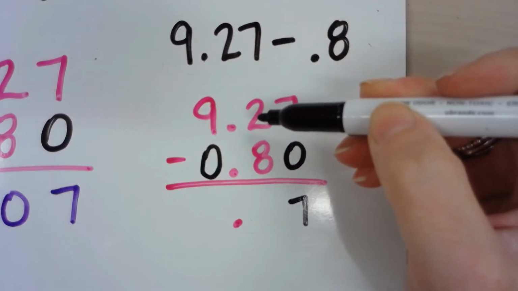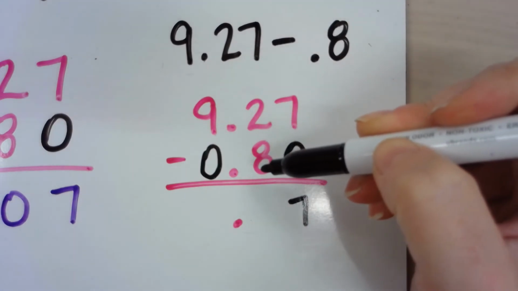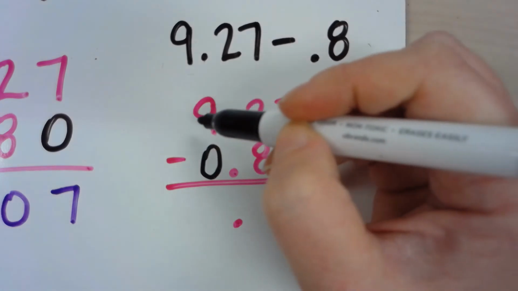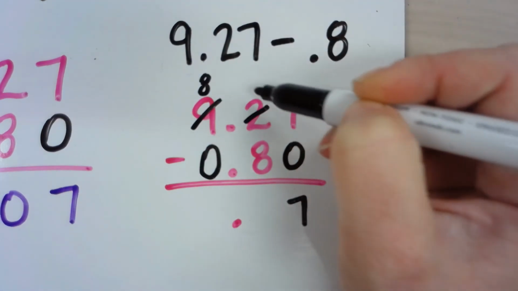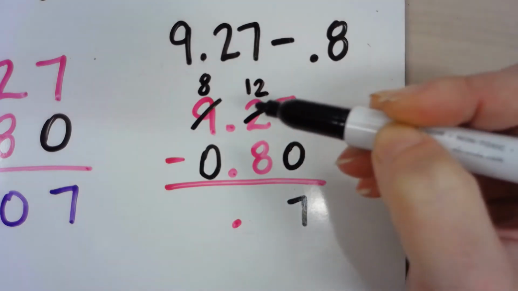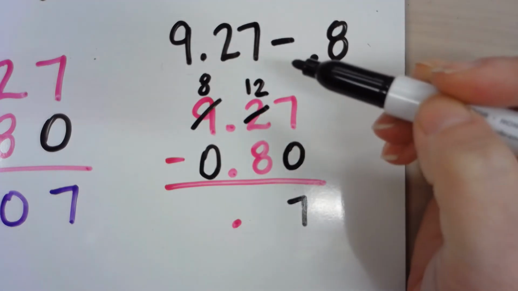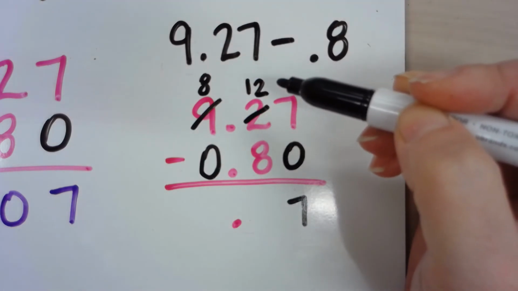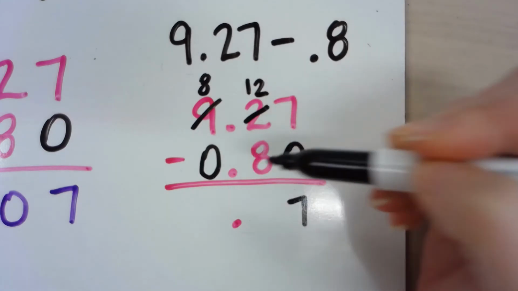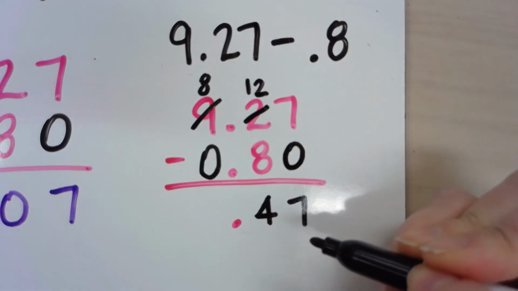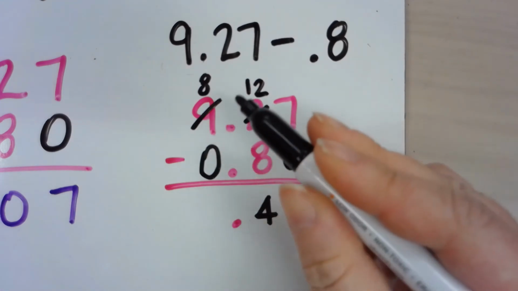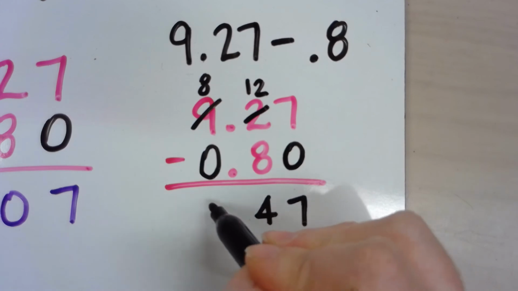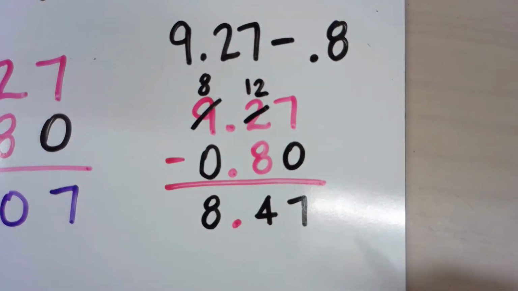If I have 2, I can't take away 8 and have anything positive. So just like in whole numbers, I borrow and regroup. I borrow from the 8 and I make it a 9 and I regroup, giving 10 to the 2. Now I have a problem that's possible. 12 minus 8 gives me 4. I have this decimal point because I lined it up and brought it down. Now I have 8 minus 0 gives me 8.